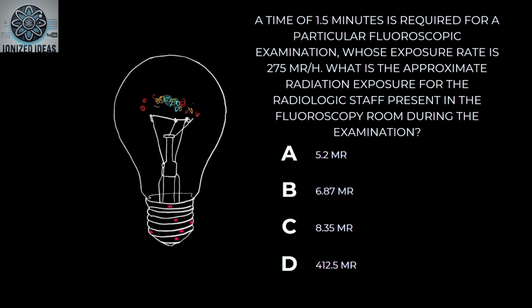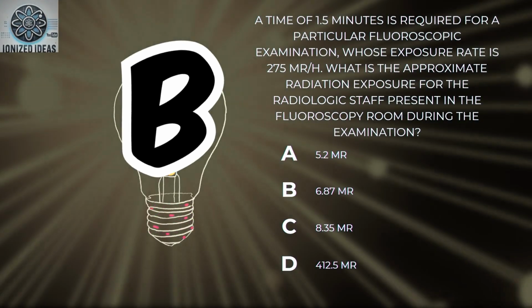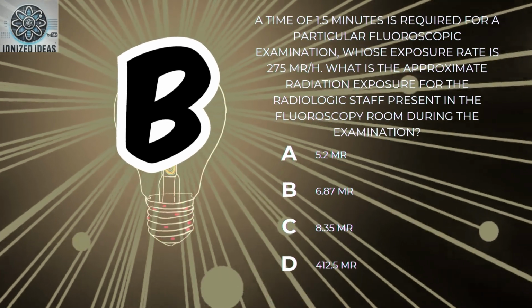A time of 1.5 minutes is required for a particular fluoroscopic examination, whose exposure rate is 275 mR/h. What is the approximate radiation exposure for the radiologic staff present in the fluoroscopy room during the examination? A. 5.2 mR. B. 6.87 mR. C. 8.35 mR. D. 412.5 mR.